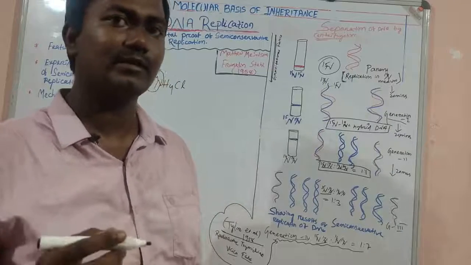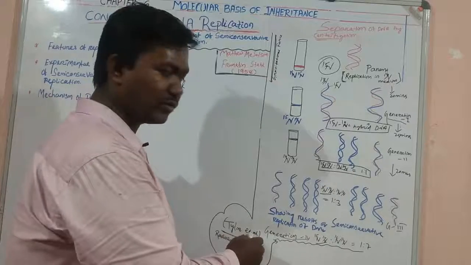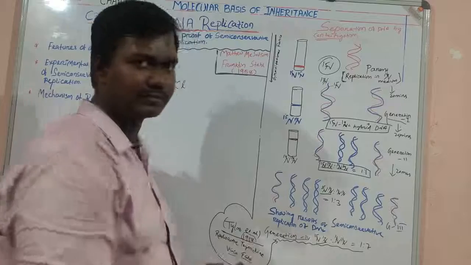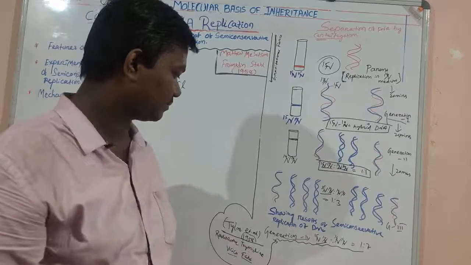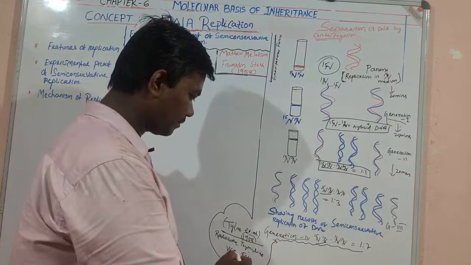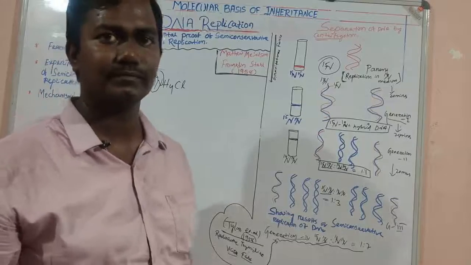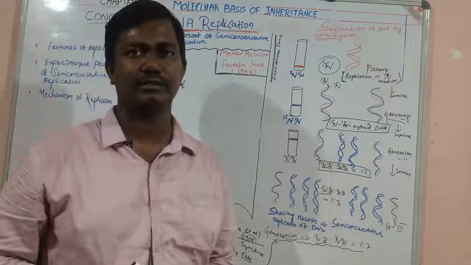This type of experiment was also done by Taylor and his colleagues in 1958. They used radioactive thymidine in Vicia faba. It is a bean plant. Okay. Then come to the mechanism of DNA replication.